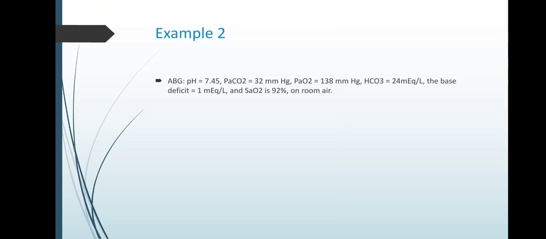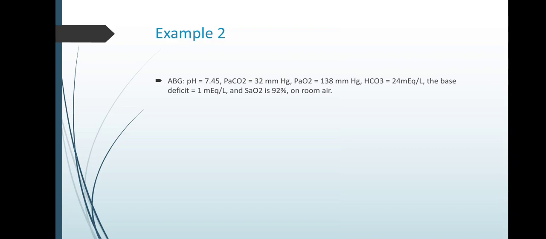And we move to example 2, where the pH is 7.45. Partial pressure of carbon dioxide is at 32 millimeters mercury. Partial pressure of oxygen is 138 millimeters mercury. Bicarb is at 24 milliequivalents per liter. Base deficit is 1 milliequivalent per liter, and saturation of oxygen is 92% on room air.